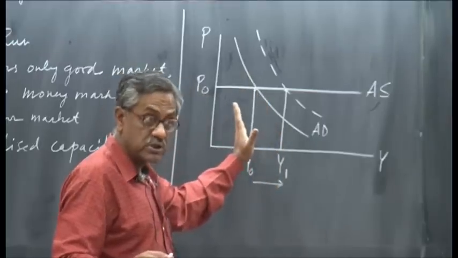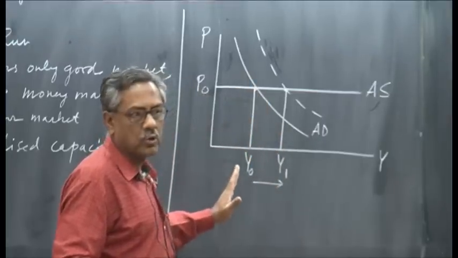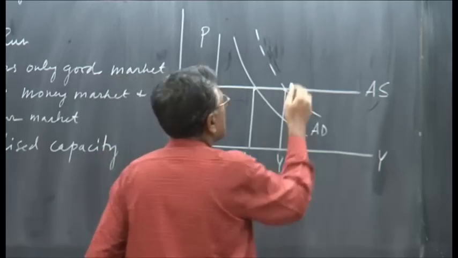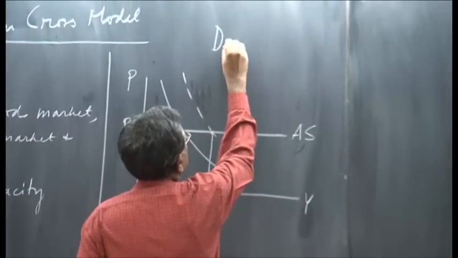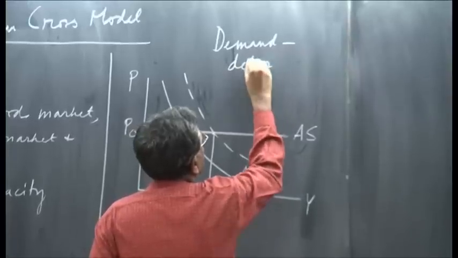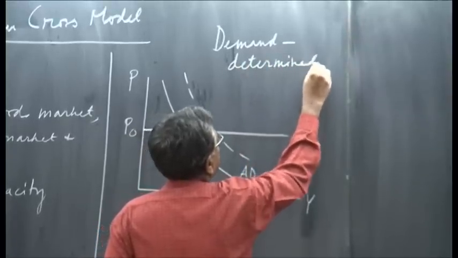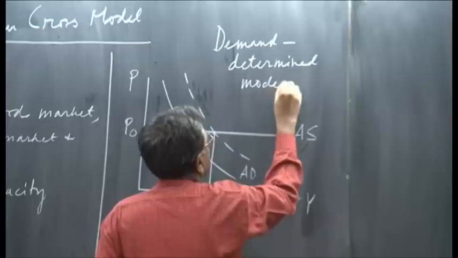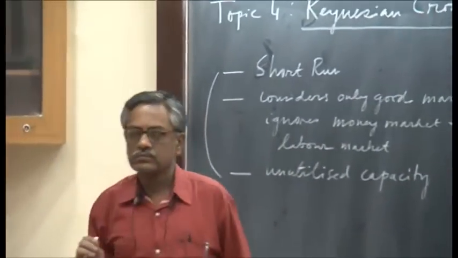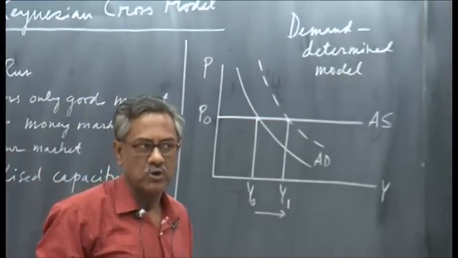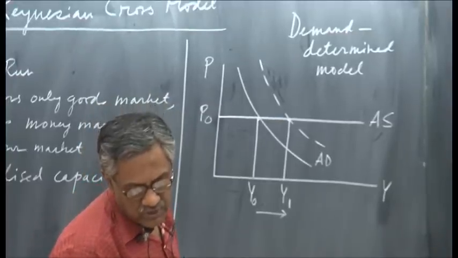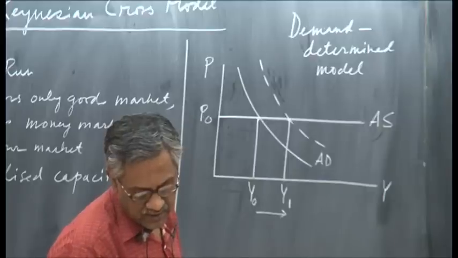If demand shrinks, goes backwards, output in the economy would fall. If demand increases, output would increase. So it essentially becomes a demand determined model, just the opposite of the classical model. That kind of a short run I'm talking about. There is no problem in supplying what you need. The question is whether you need that or not. There is no supply constraint. All right.